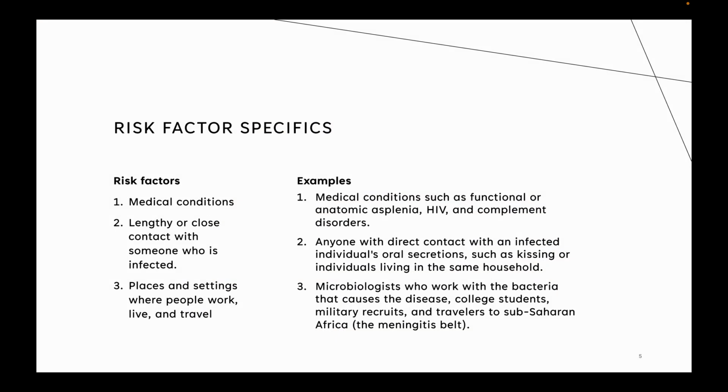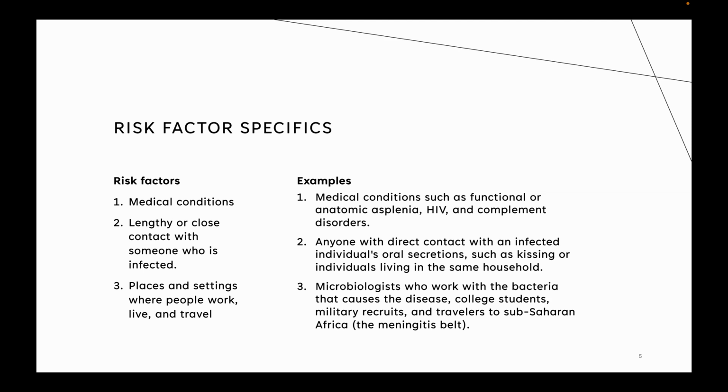So your risk factors such as medical conditions. Conditions such as anatomic or functional asplenia. So functional asplenia is going to be your diseases such as sickle cell disease, or anatomic, where that spleen has been removed. So this does suppress the immune system. HIV is also another risk factor, as well as complement disorders such as generalized myasthenia gravis.